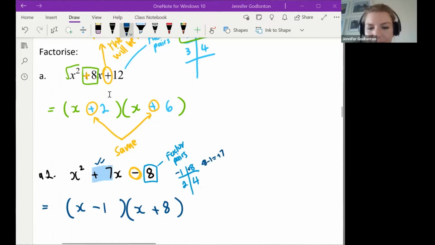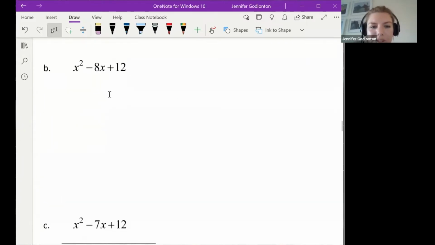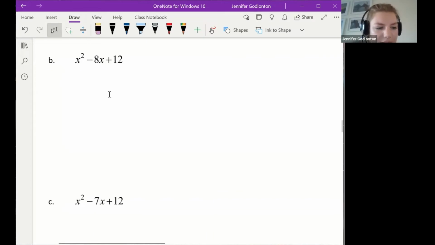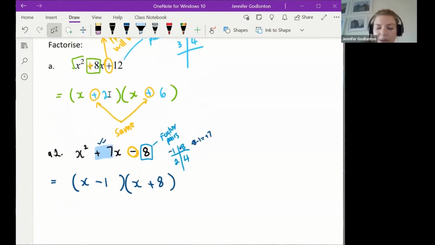Okay, let's try another one. Let's try those two. I'll put both of them up on the board at the same time. Okay, sorry, just to deal with the questions that are coming up here now.